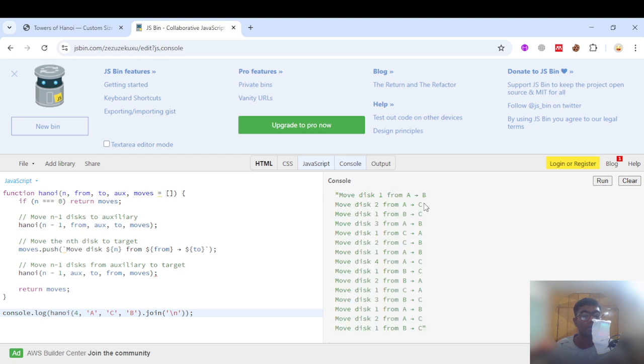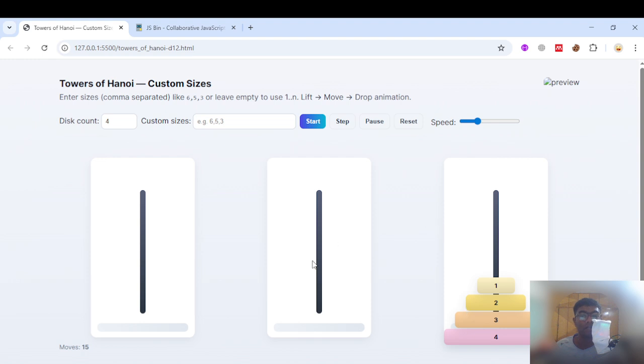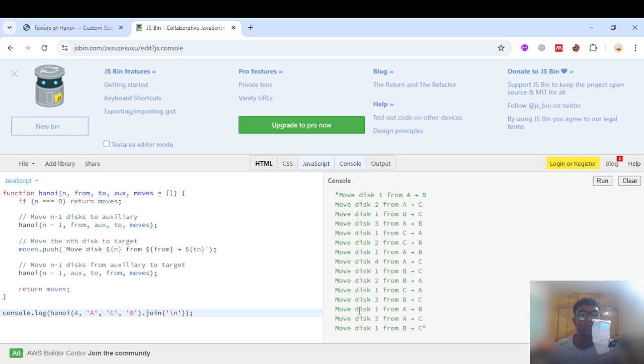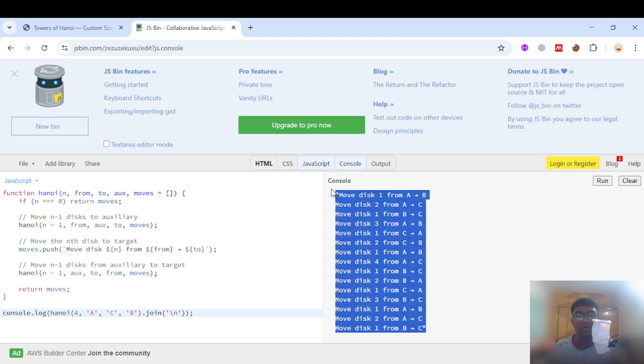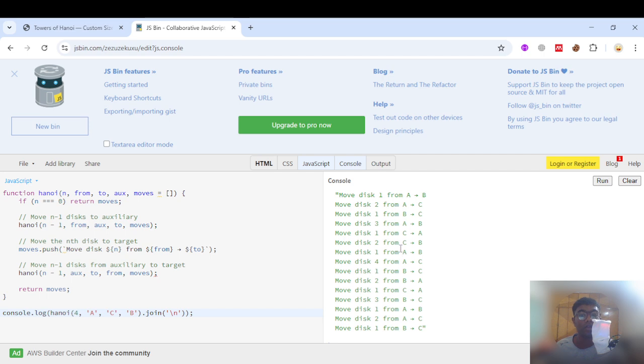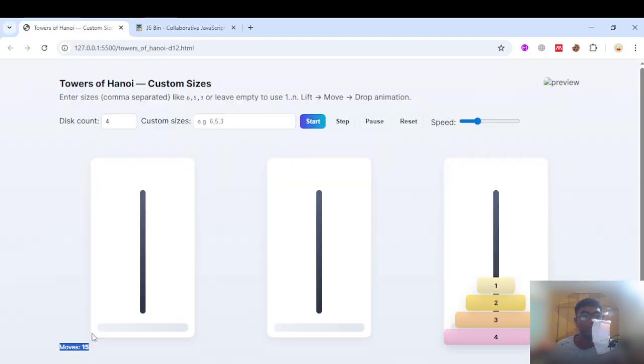As you can see, these were the set of things that we even saw in this animation here in this browser. And if you see, the number of moves is 15. Here also we would have 15 moves if we count it, right? So this also tells us the time complexity, or the number of steps that are taken to complete, based on the input of 4 disks, which will be 2 power n minus 1. Like, if we have 3 disks, it would be 7, and if we have 4 disks, then it would be 15, as we see here, right?